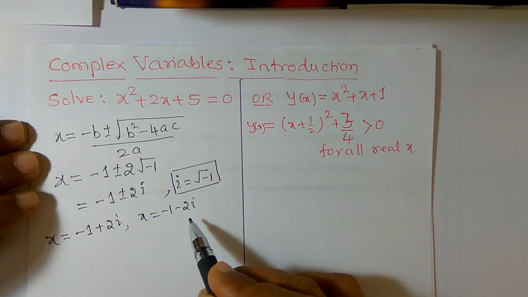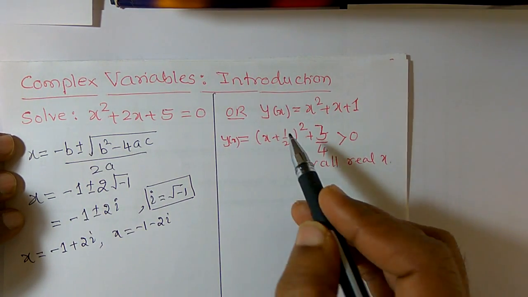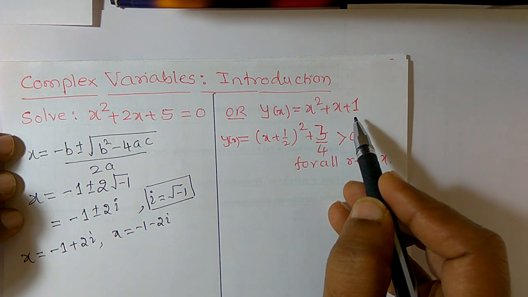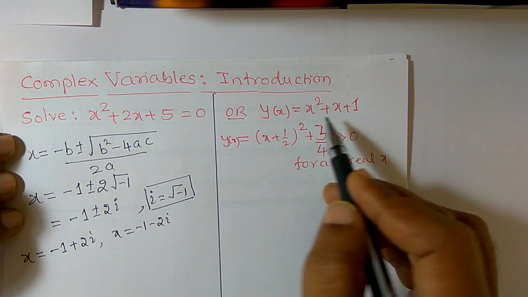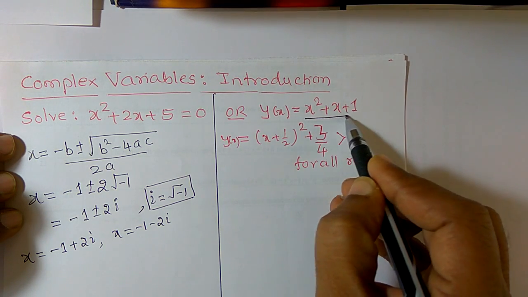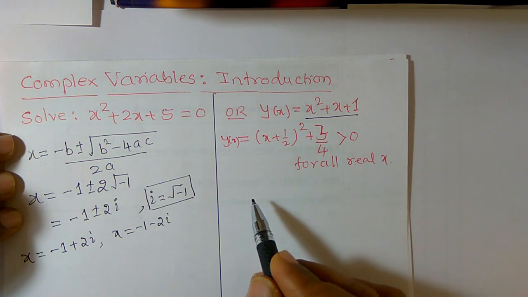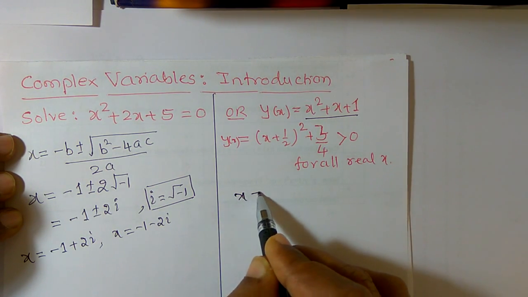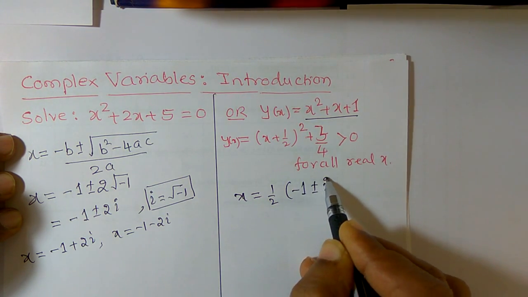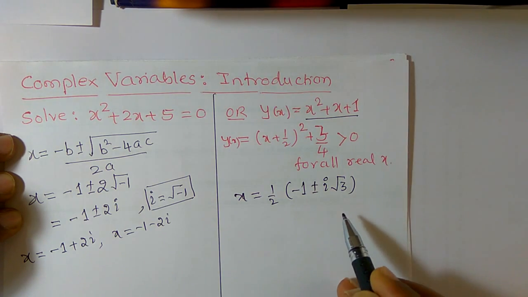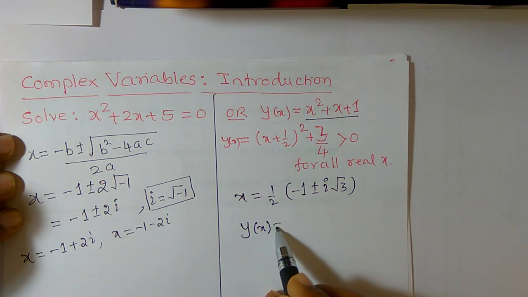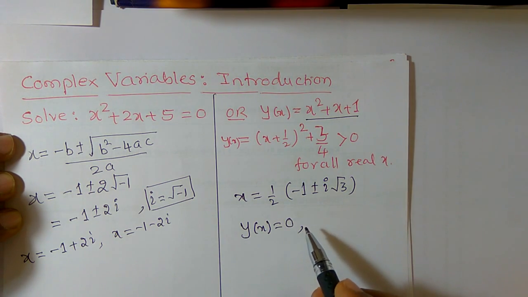This can be observed. Now, in exactly the similar way, I can take another equation, say y of x is equal to x square plus x plus 1, right? It also looks like a simple one, but there are no solutions in a real field. Now, by using the ready-made formula, I can find x is equal to 1 by 2 times minus 1 plus or minus i square root of 3, right? When I substitute these two values, I obtain y of x equal to 0. Is it clear?